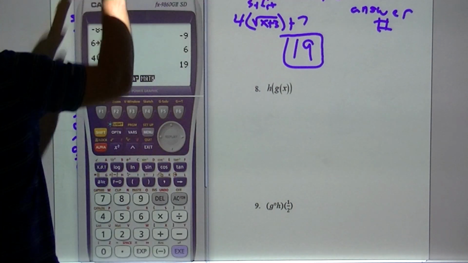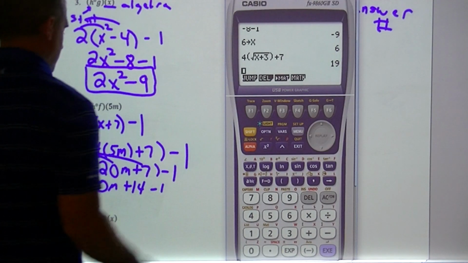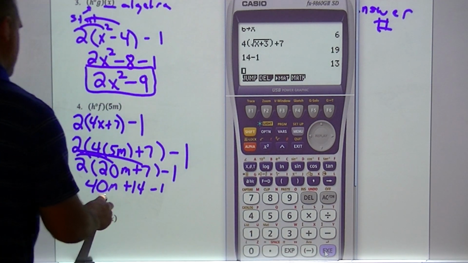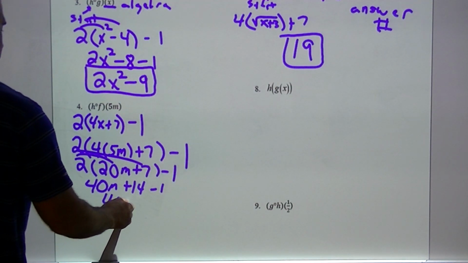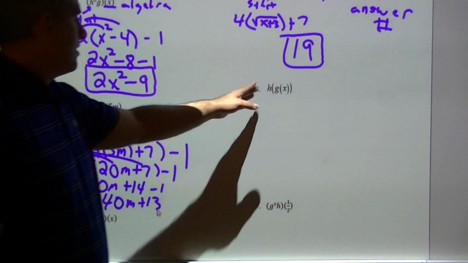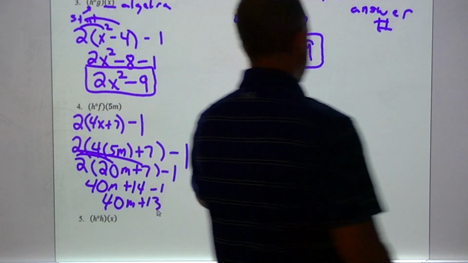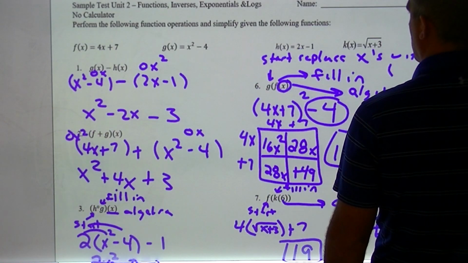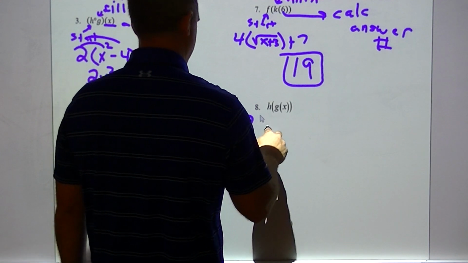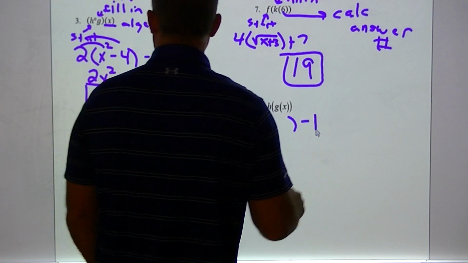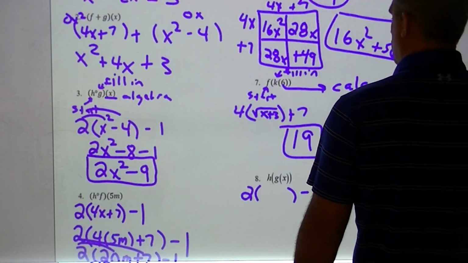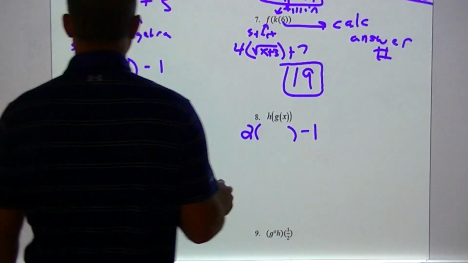Okay? I'm going to use the calculator. Use your calculator for as much arithmetic as you need to. 14 minus 1 is 13. So 40m plus 13. Okay? This is h of g of x, so I'm going to start with h, which is 2x minus 1. I'm going to fill in g, which g is going to be x squared minus 4.